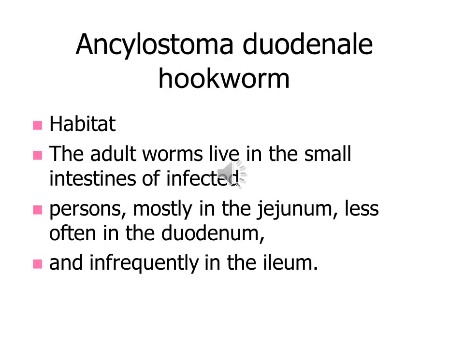Now we will study Ancylostoma duodenale, or hookworm. Ancylostoma duodenale has worldwide distribution. Habitat: adult worms live in the small intestine, mostly in the jejunum, less in the duodenum.